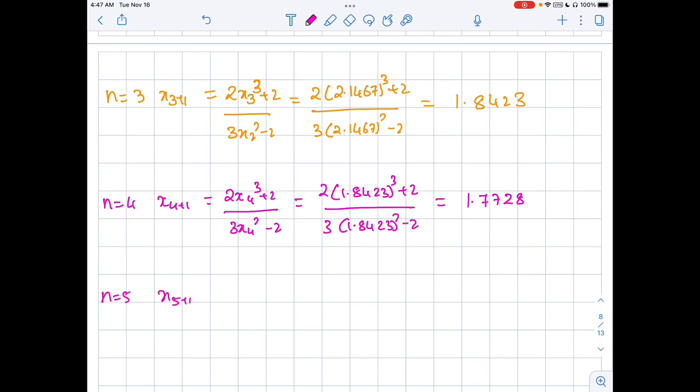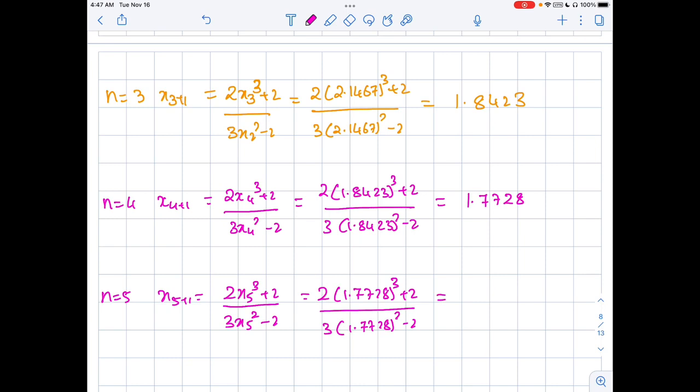N is equal to 5, x6 is equal to 2 times x5 cube plus 2 upon 3 times x5 square minus 2. So 2 times 1.7728 whole cube plus 2 by 3 times 1.7728 whole square minus 2. With 1.7728 it becomes 1.7693. So I stop it over here.